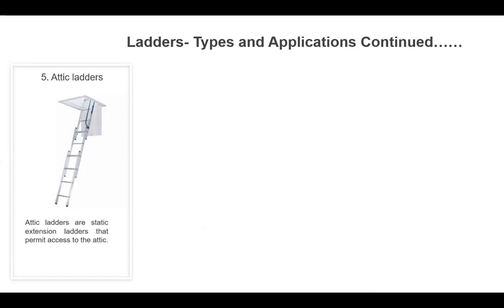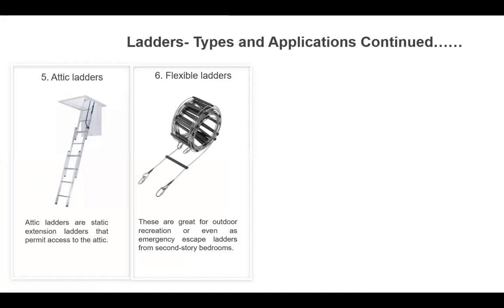Most of the time, you might have seen in Hollywood movies, on the backside of the house, to escape from a second story bedroom, there will be some extension ladders. You might have seen in Hollywood movies like Jackie Chan, he usually uses these attic ladders to escape. That's another example. Next, flexible ladders.